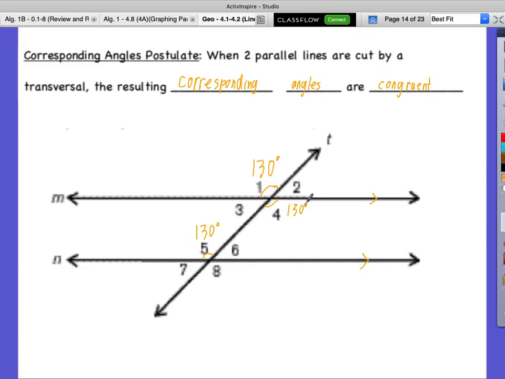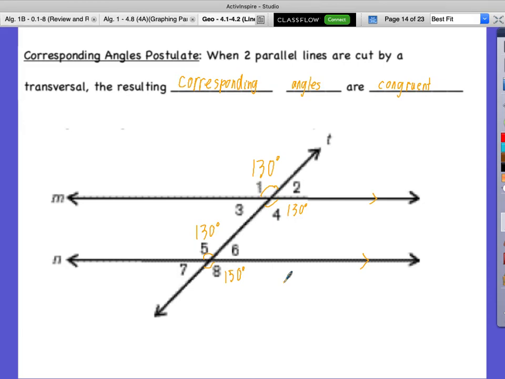Could we also know angle 8? How? Corresponding to 4, or it's vertical with 5. Either way, it has to be congruent. It has to be 150 degrees. So there's two ways you could have known that. Okay? Are there any other angles we could know just based upon that?